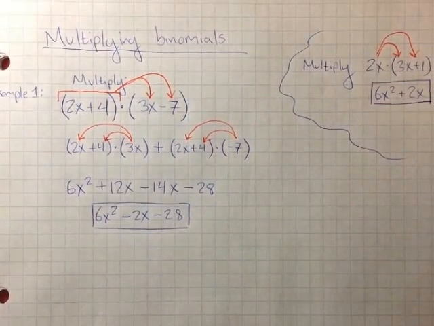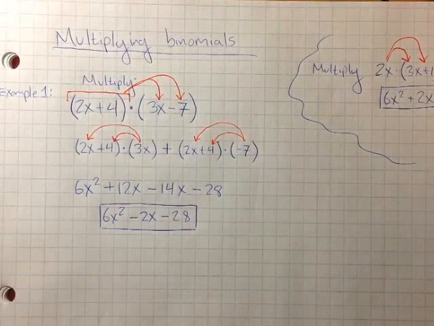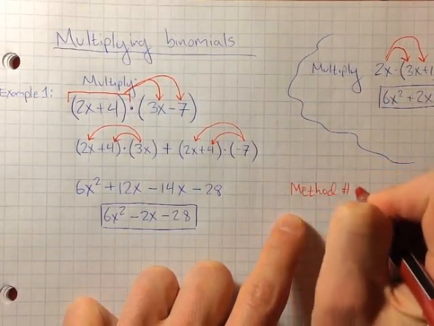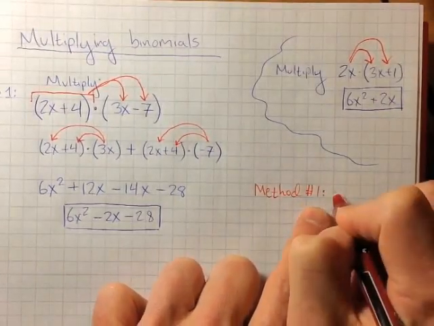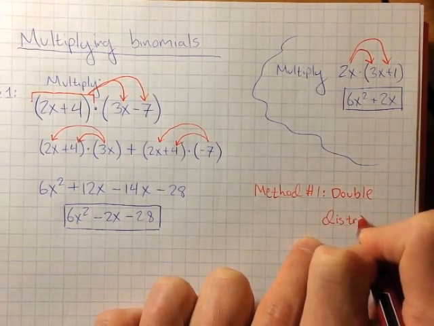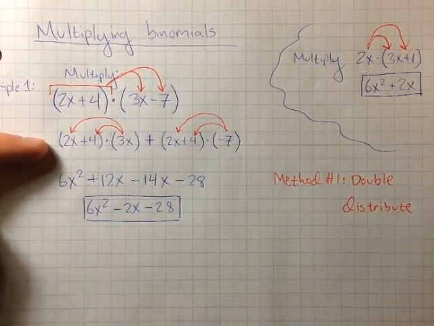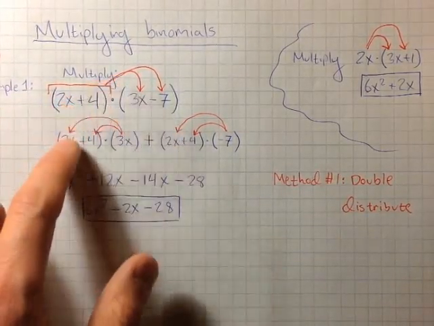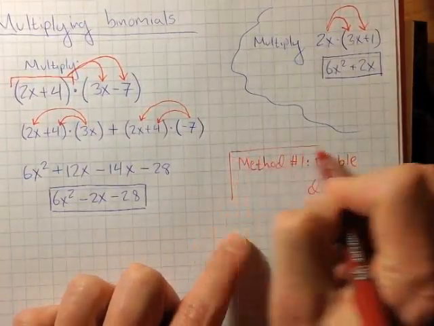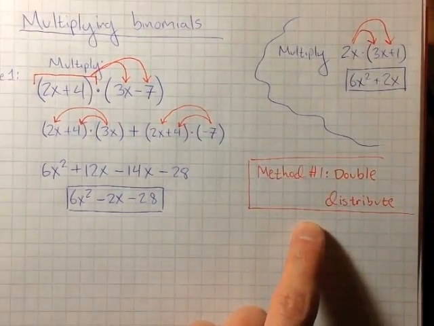Now, I have taught you one method for multiplying binomials. So write this out over here. Method number 1. This is what I like to call double distribute, because you distribute right here and then you distribute again. Actually, it really ought to be called triple distribute, because in this case we distributed twice. Okay? It doesn't matter. We just have a name for this method. Now, double distribute will always work.